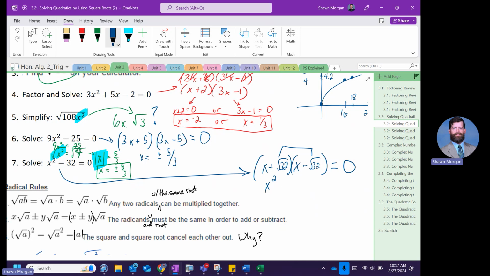Ooh, don't go that route. Square root times itself, the square root goes away and you're just left with the radicand. So what's square root of 32 times square root of 32? That boy, yeah. And check this.